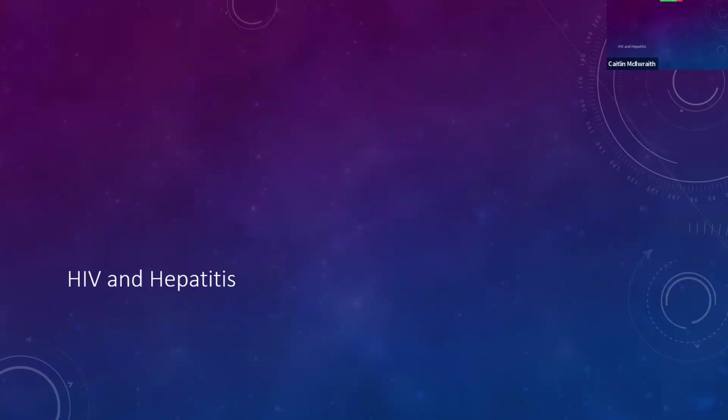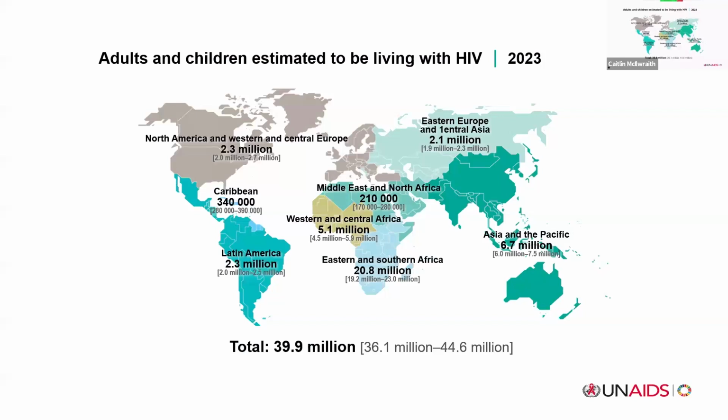I'm going to take a slight segue just to tell you a bit more about other infectious diseases, just to give you a broad idea of what we do clinically. So a couple of words about HIV. Globally, there are about 40 million people living with HIV now. So this is a global problem. HIV is now a completely treatable condition. It's not curable, but a completely treatable condition.